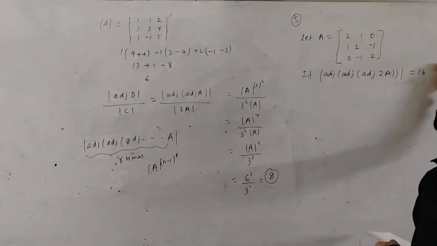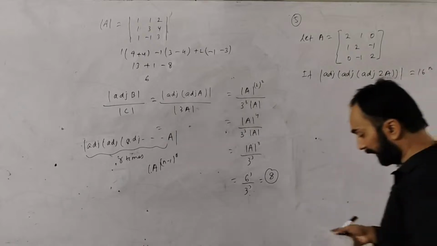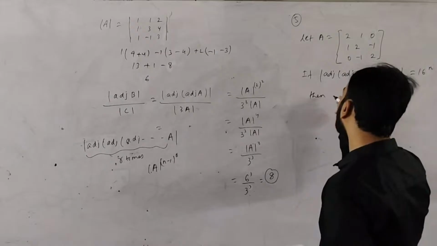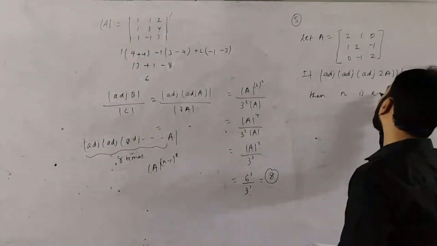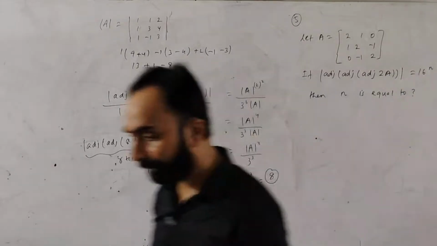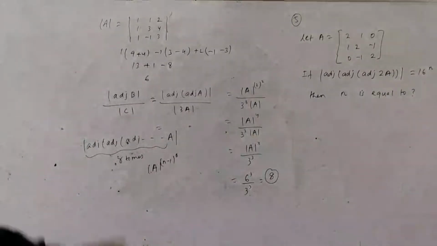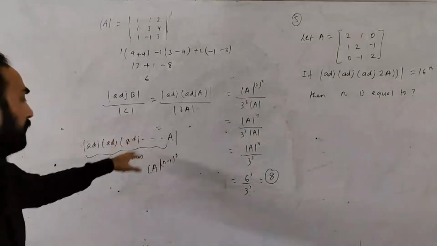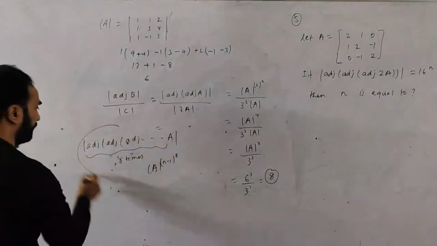Okay, so this time they have given the answer but only partially. The answer should be in the form of 16 to the power n. Then n is equal to, very similar to the previous one. Just see, we will apply the same property. I am not erasing the property; this is the same property we will be applying.